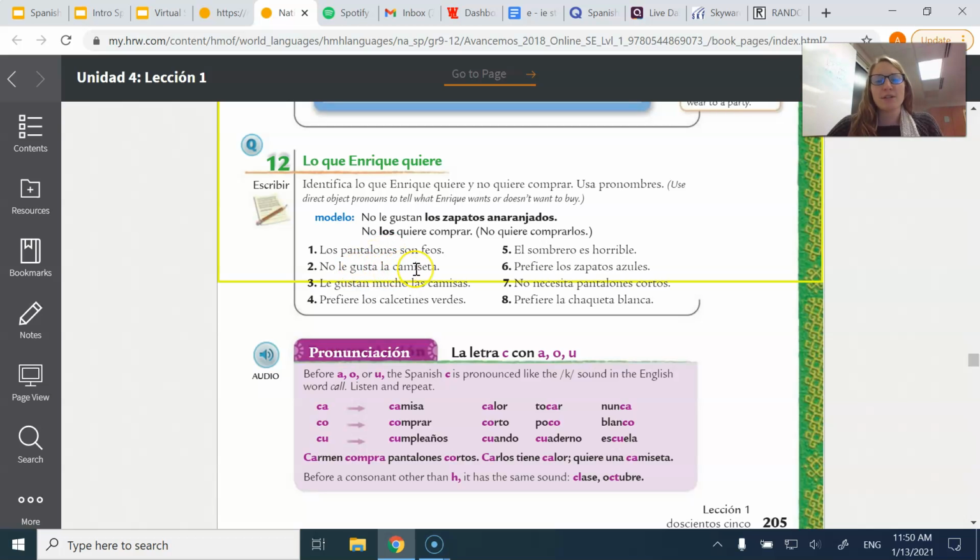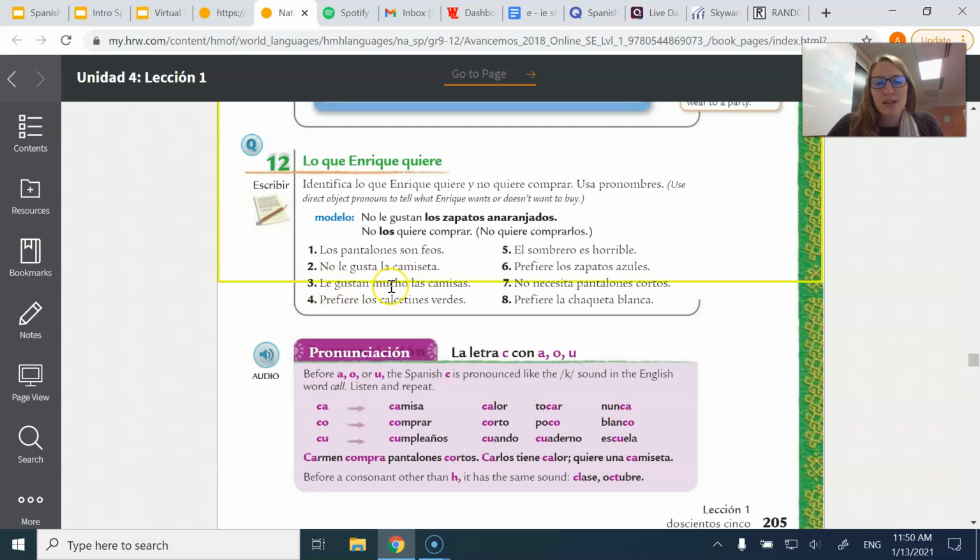Número 2. No le gusta la camiseta. Si no le gusta la camiseta, Enrique no quiere comprarla. No quiere comprarla. O Enrique no la quiere comprar. You see how you can always switch them in both ways? And we know it's going to be la because it's singular and feminine.